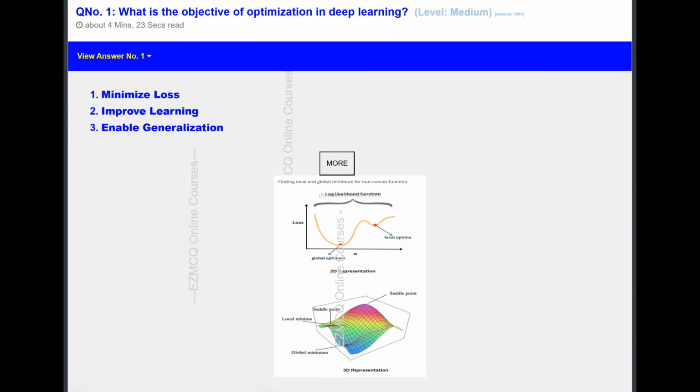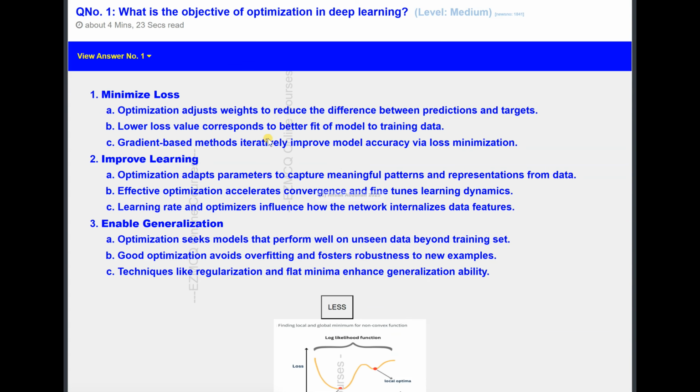So we want to minimize the loss and we want to improve the learning. So what we will be covering are these details. So in a nutshell, the objective of optimization in deep learning is to find the best set of parameters, the best set of weights and the best set of biases, that minimizes the loss function. We've already covered what the biases and the weights are when we discussed neural nets.